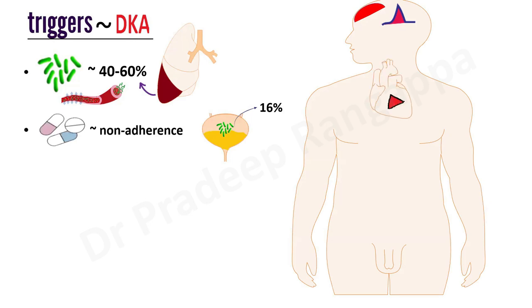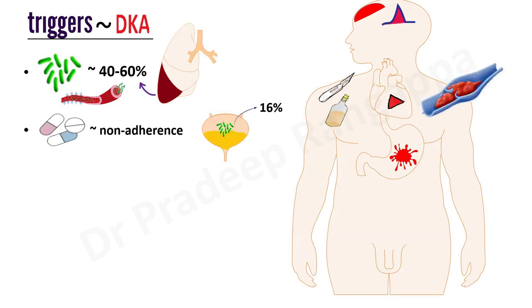Someone with a stroke, traumatic brain injury, seizure, myocardial infarction, GI bleed, post-surgical state, alcohol, venous thromboembolism, pancreatitis, AKI. So all these are the triggers for inducing someone with diabetes to develop DKA. And these may be triggers more so in type 2 diabetes, because type 1 will be much younger patients.